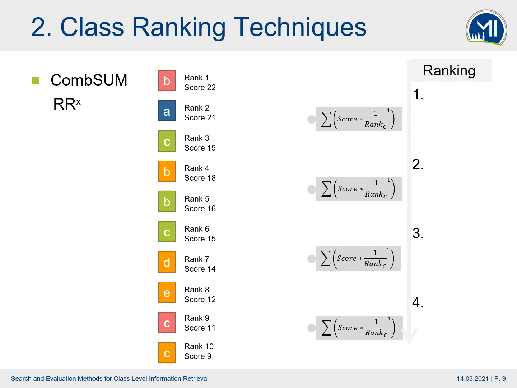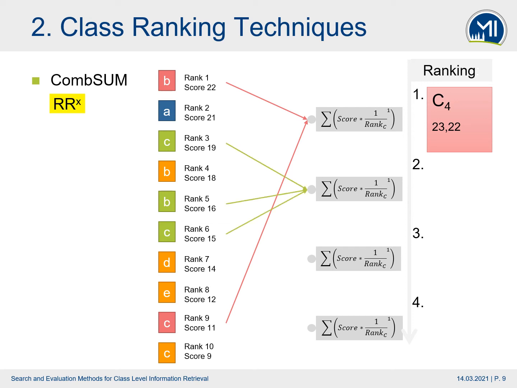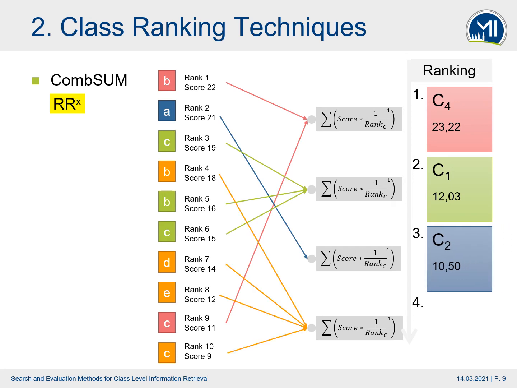This next technique uses RR powered by X as a damping function for the document scores. CumSum RR powered by X is newly introduced in this paper. All document scores are provided with a damping function in order to emphasize the upper ranks per class. They are summed up for each journal and finally determine the class ranking.